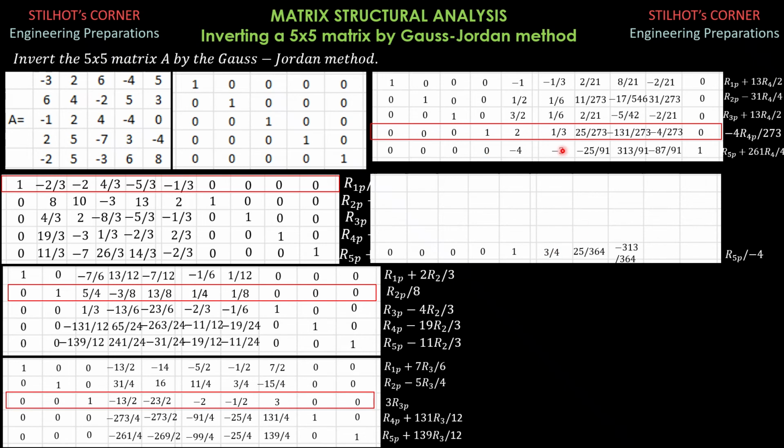Negative 3 over negative 4 is positive 3/4. Negative 25 over 91 divided by negative 4 is positive 25 over 364. 313 over 91 over negative 4, that's negative 313 over 364. Then negative 87 over 91 divided by negative 4, that's positive 87 over 364. 1 over negative 4, negative 1/4.